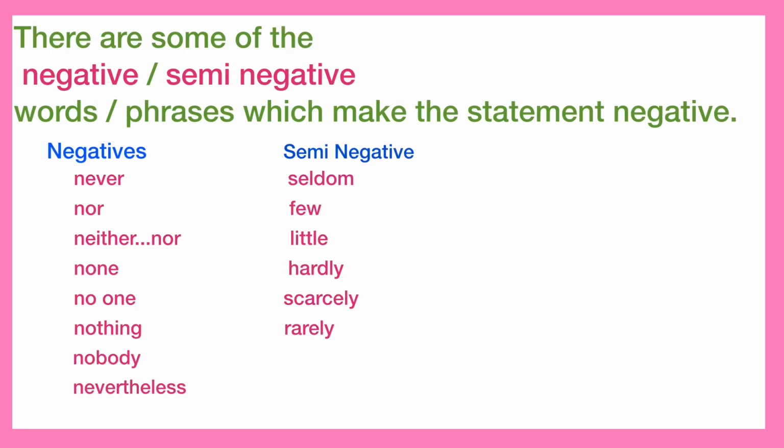So guys, you should keep in mind all these negative and semi-negative words or phrases, as the sentences having these words or phrases take positive question tag. So these words are never, nor, neither nor, none, no one, nothing, nobody, nevertheless, and semi-negatives are seldom, few, little, hardly, scarcely, rarely, etc.